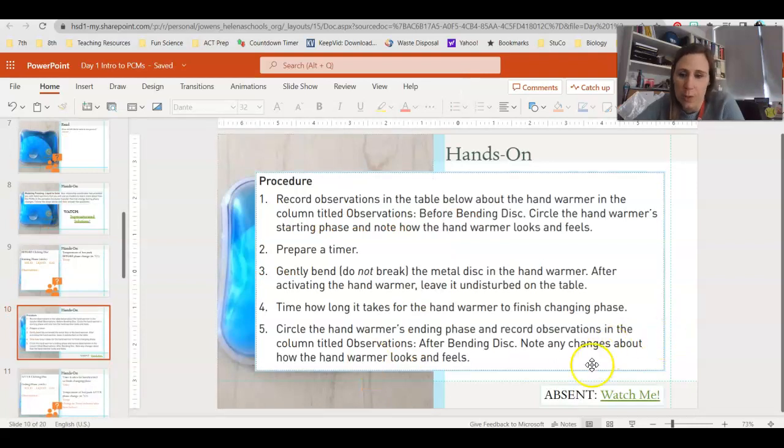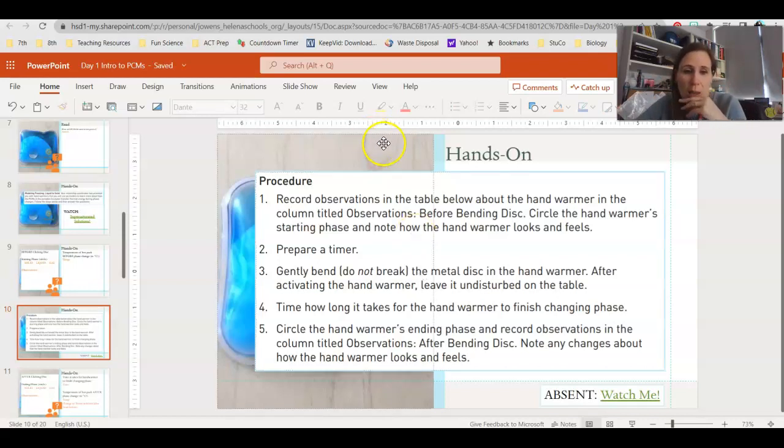Okay, your video to observe this is down here. So record observations in the table about the hand warmer in the column titled observations before bending the disc. Circle the hand warmer starting phase and note how the hand warmer looks and feels. Prepare a timer. So you guys at home will have it a little bit easier because you can time it as you watch the video. If you need to, you can restart the video.